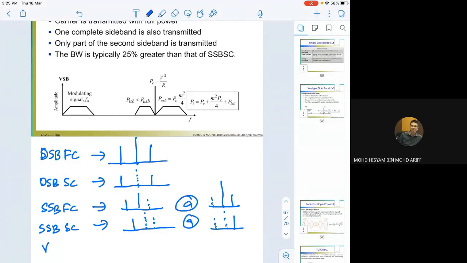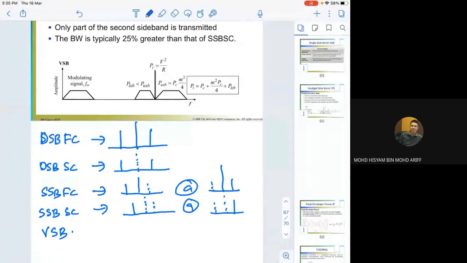And then we have vestigial sideband, VSB. Vestigial sideband is like this. You have the signal, and it can be on either side. Here it is half, not the same. The height is not the same. Or the vestigial sideband is put here lower, not the same. This is vestigial sideband. So you must know something.